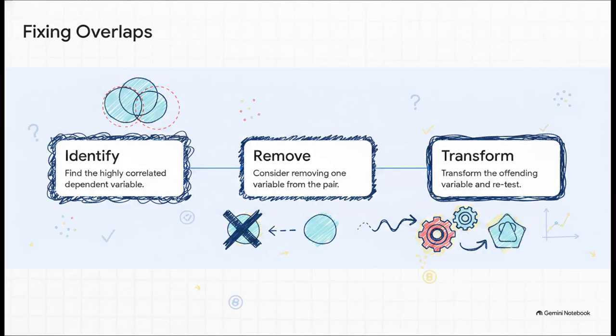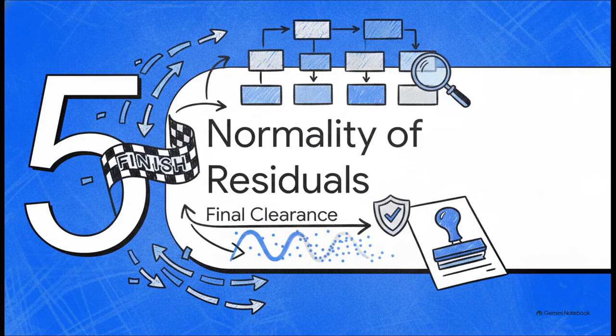Okay, but what if things go wrong? If any of these assumptions fail, here's how you clear the error. If you've got multicollinearity, you can try combining variables, transforming them, or just carefully dropping the misbehaving data. Honestly, just removing one of the highly correlated variables from the pair is usually the cleanest, fastest way to save your multiple regression model. Which brings us to Section 5, the normality of residuals.